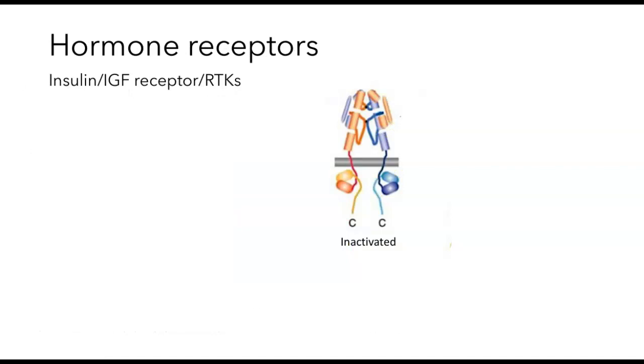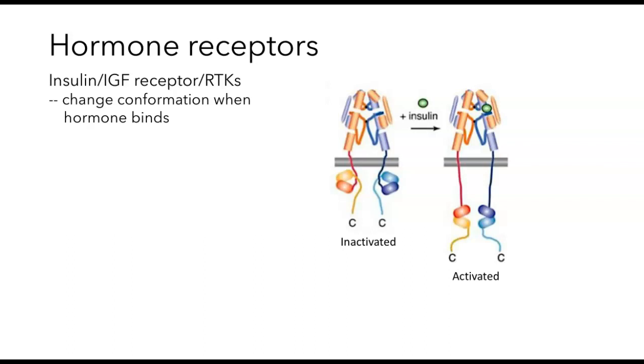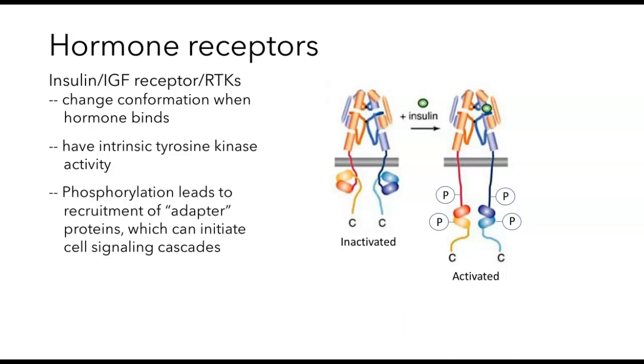Other hydrophilic hormones act through what are called the insulin or IGF receptors, or receptor tyrosine kinases. Here I'm showing you an insulin receptor, and this class of receptor will change conformation when the hormone binds. So here it is in an inactive state, I throw on insulin, and the cytoplasmic domain changes shape. Now these receptors have an intrinsic tyrosine kinase activity, which means that they can add phosphates to tyrosine residues, and as a result, the receptor itself can be phosphorylated. Phosphorylation then can lead to the recruitment of adapter proteins, which can then initiate cell signaling cascades.